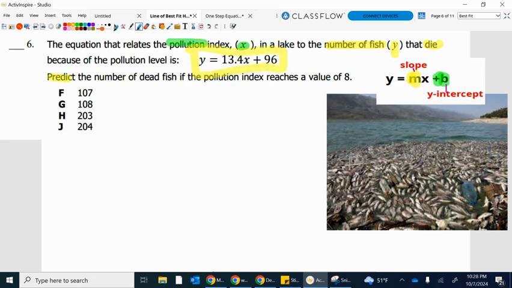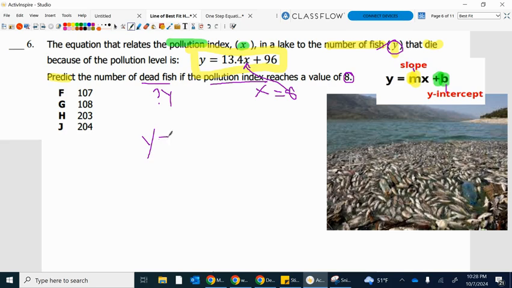Predict the number of dead fish. So predict means we're going to be substituting something. Dead fish is Y, and that is our unknown. If the pollution index X reaches a value of 8, so if our X equals 8, what we're going to do is substitute the number 8 in for X. And we do it like this.